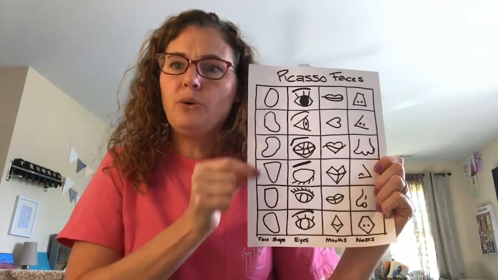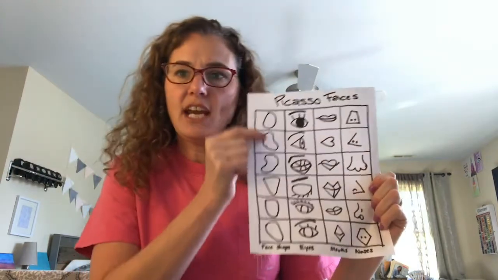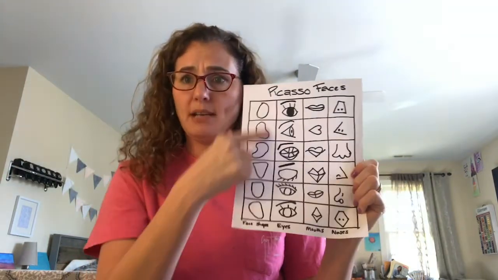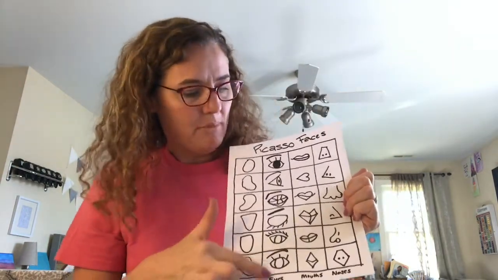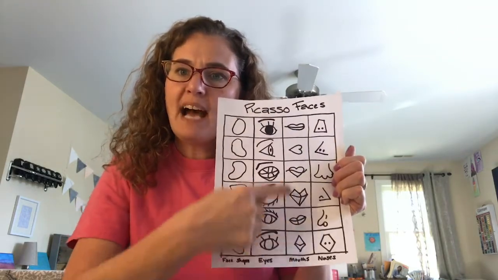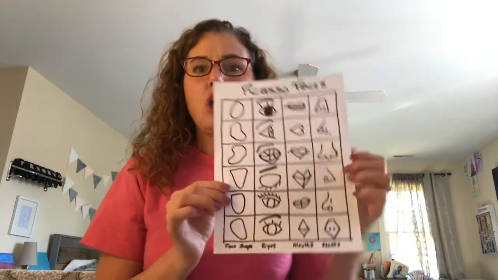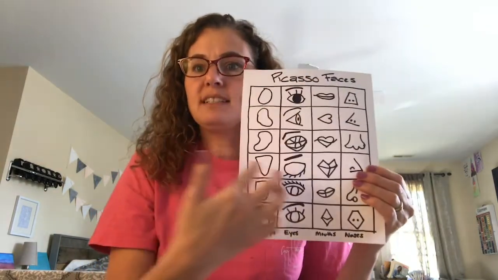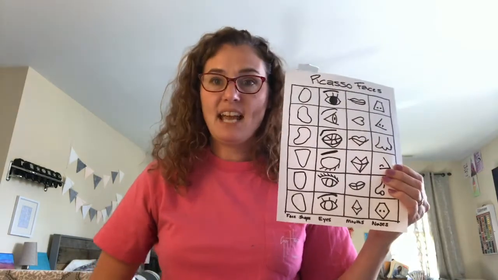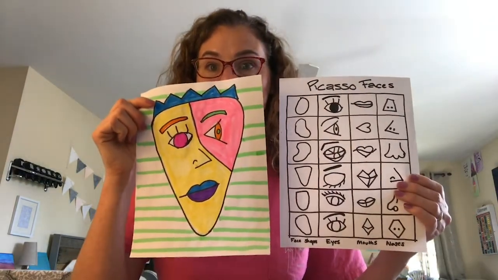In this row, these are the face shapes. These are the outside shapes. Then here are some examples of eyes. Here are some examples of mouths. And here are some examples of noses. What you're going to be doing is using some of these and putting them together to create a portrait. Okay? All right, so here we go.